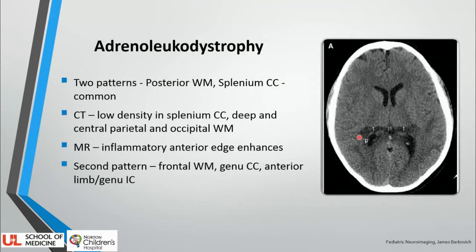On imaging, there are two patterns. More common is the posterior involvement, as shown on the CT image here. There is low density in the splenium of the corpus callosum, the peritrigonal white matter, and the thalami. After contrast administration, the inflammatory edge of the lesion demonstrates enhancement.